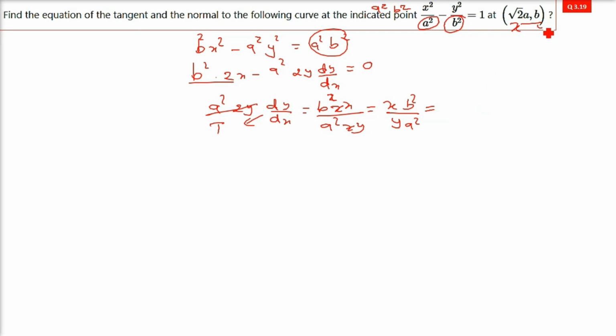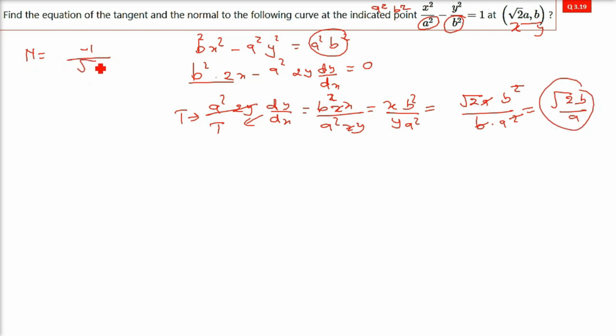Now this is the slope of the tangent. We are going to replace x by √2a and y by b. So √2a into b², and in place of y it will be b into a². If you want to cancel, one a will be cancelled and one b will be cancelled. You will get √2 b/a. This is your dy/dx, the slope of the tangent. What will be the normal? It will be negative 1 divided by the slope of the tangent.